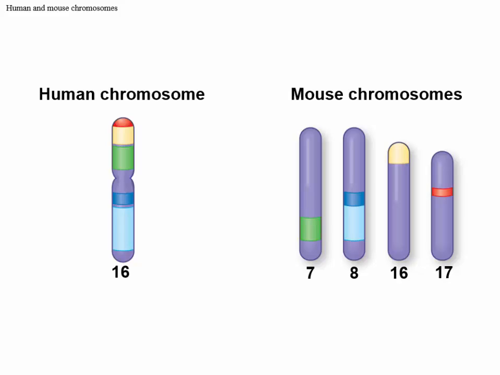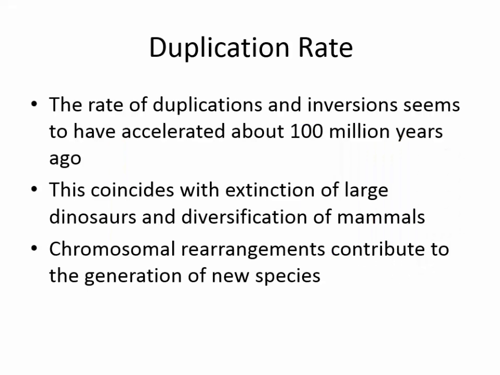Here is a human chromosome and a mouse chromosome. So mouse chromosomes 7, 8, 16, and 17, and human chromosome number 16. And we look at these similarities, and it's amazing because you can see the same parts duplicated from 4 mouse chromosomes into 1 human chromosome. So that's pretty mousy. The rate of duplications and inversions seems to have accelerated about 100 million years ago, which coincides with the extinction of large dinosaurs and the diversification of mammals. Chromosomal rearrangements contribute to the generation of new species.